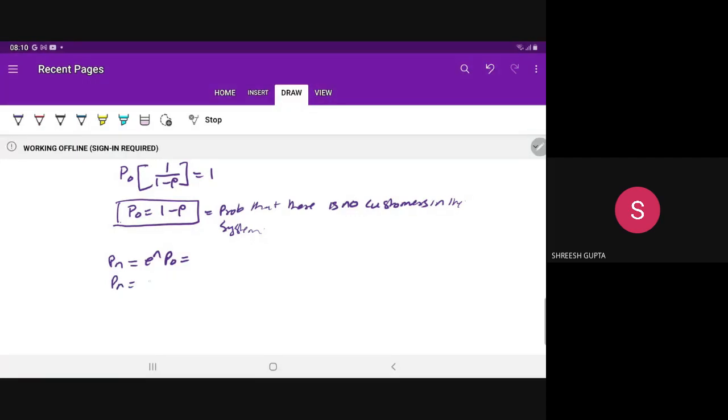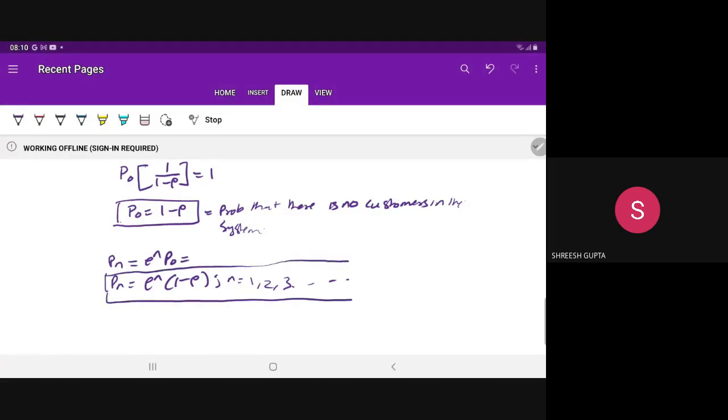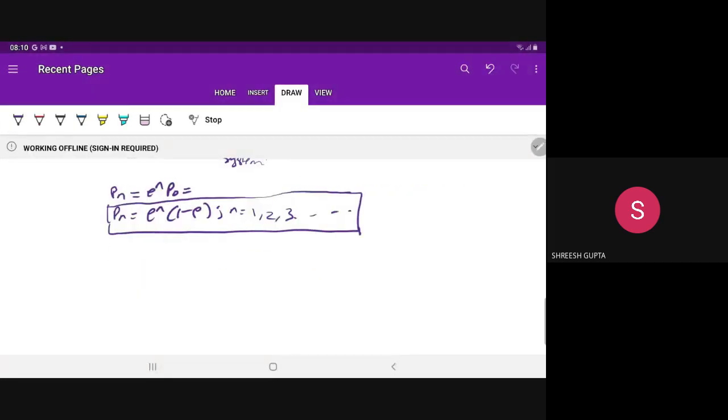That is Pn is equal to rho to power n times 1 minus rho for n is equal to 1, 2, 3 and so on. So that is our state probability. So this is the derivation through the birth and death process.